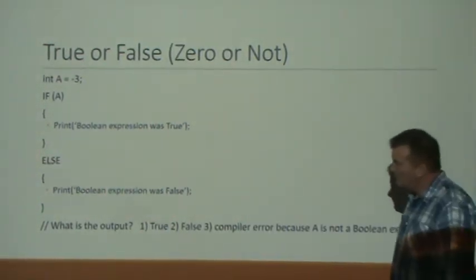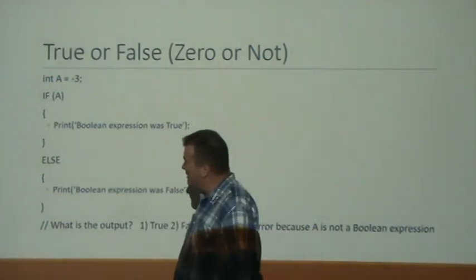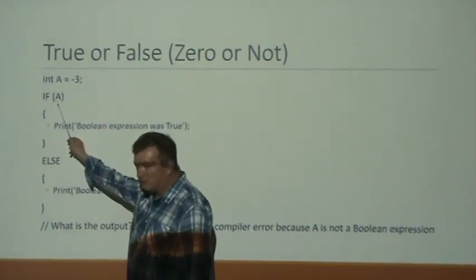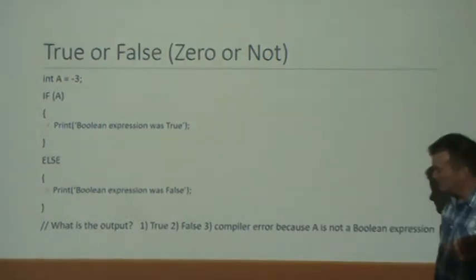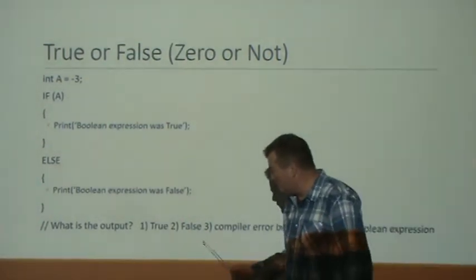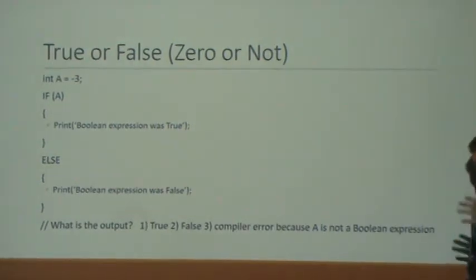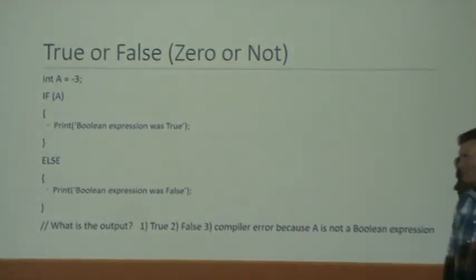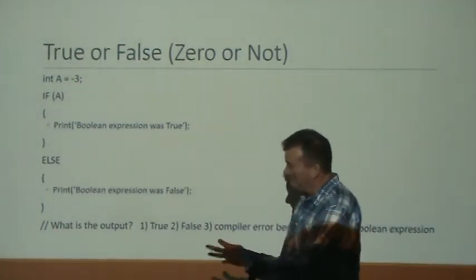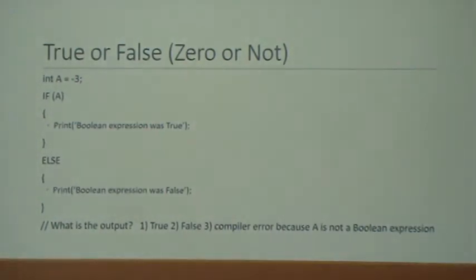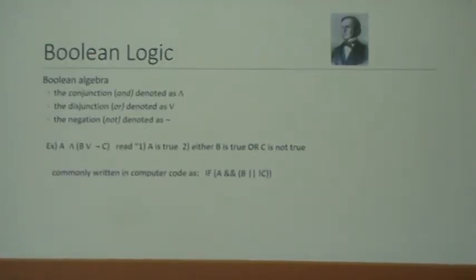Okay. Sometimes it could be a compiler error saying this is not a Boolean expression, it's an integer. And in other programming languages, would it be true, false, or a compiler error? It depends on the programming language. So it's another thing we just have to be careful of to make sure that we don't get zonked when running our code.